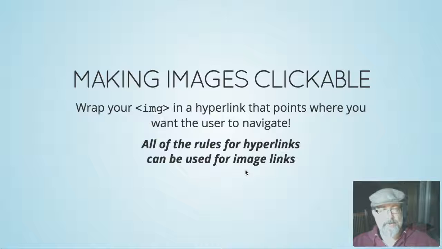Last thing we're going to touch on, really quickly, is making images clickable. One of the things that you'll find a lot is that people make images hot. They're linked to something, and so you'll generally just wrap your img tag in a hyperlink tag, just like you would with text, and have it point to where you want the user to navigate. All of those rules for hyperlinks can be used for these image links. Remember, that's taking an A tag and putting it around the img tag in order to make it clickable.